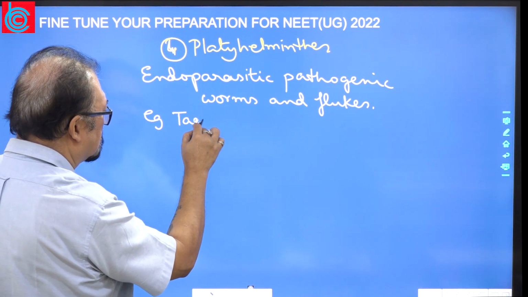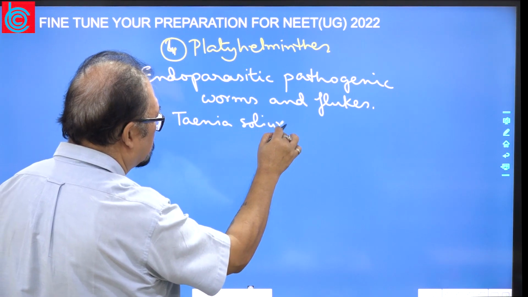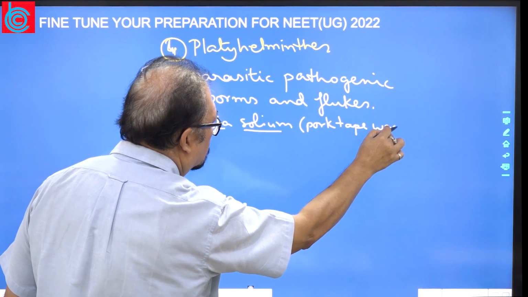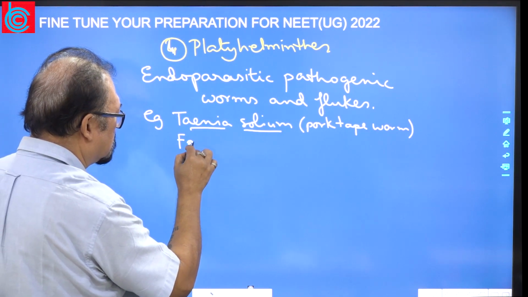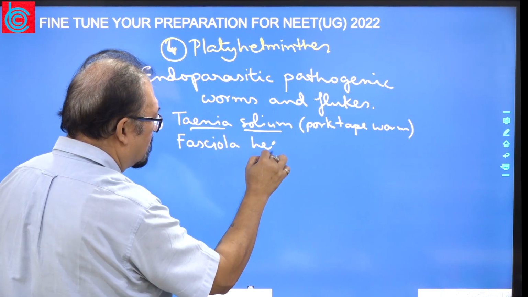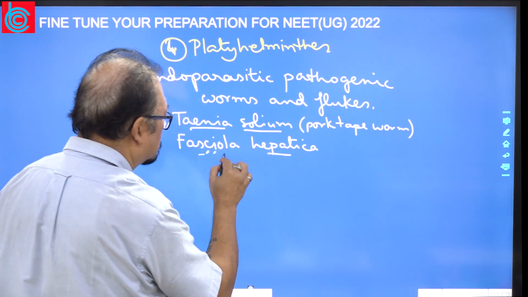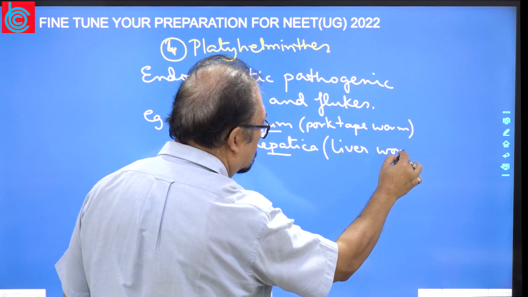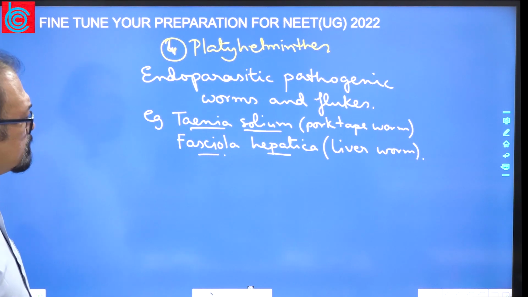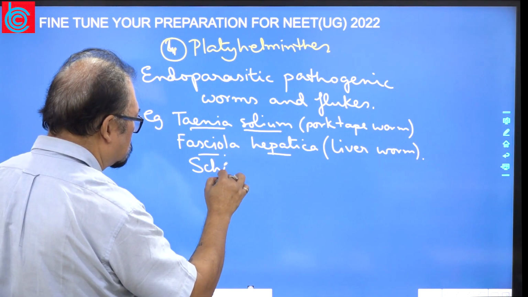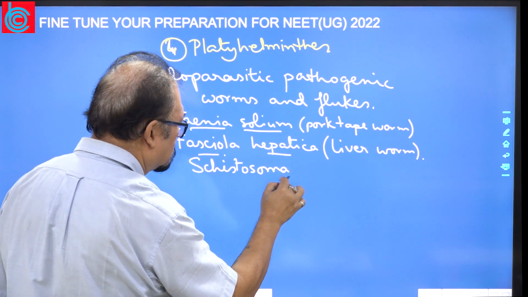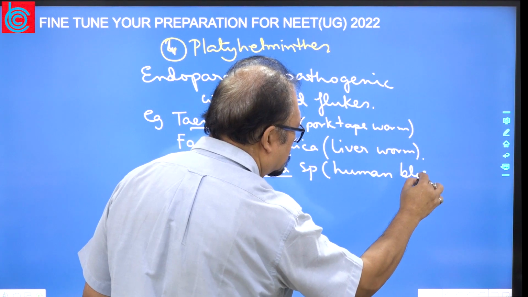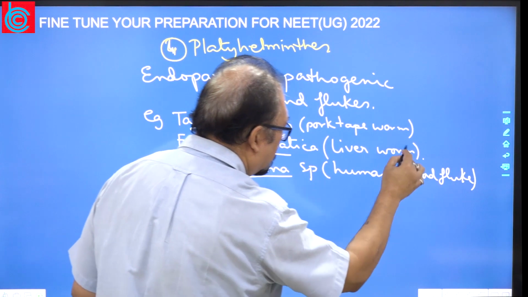Example, Taenia solium, Echinococcus, Fasciola hepatica, liverworm or liver fluke, Schistosoma, human blood fluke. This liver, it is also the fluke.